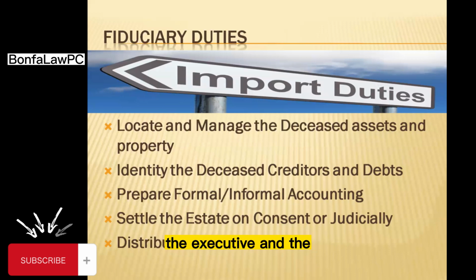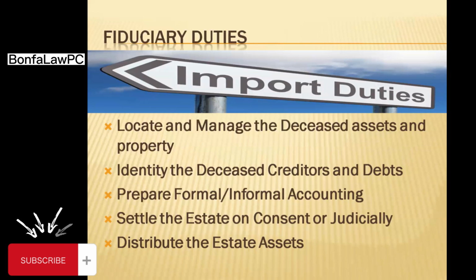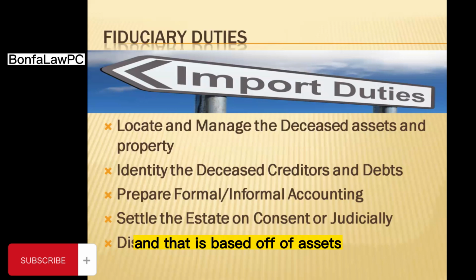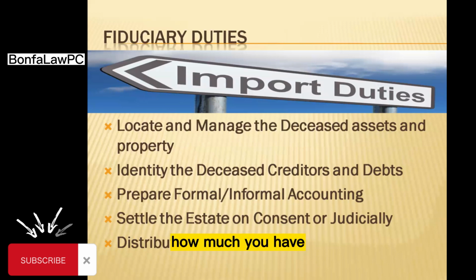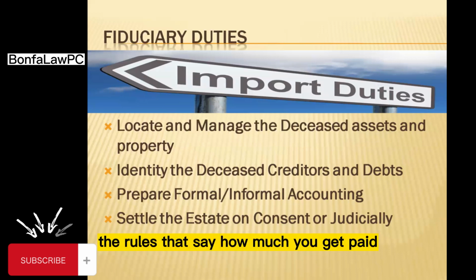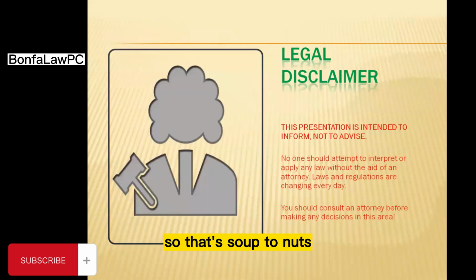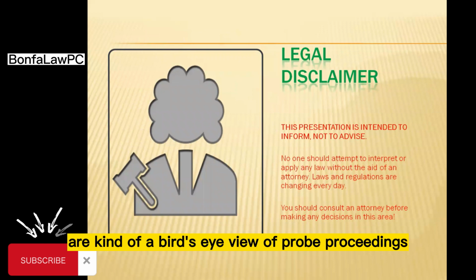The executor and the administrator are legally entitled to a commission, and that is based off of the assets, how much you have. There's a formula in the rules that says how much you get paid. If you decide to collect it, then you have ordinary income. So that's soup to nuts, or kind of a bird's eye view of probate proceedings.